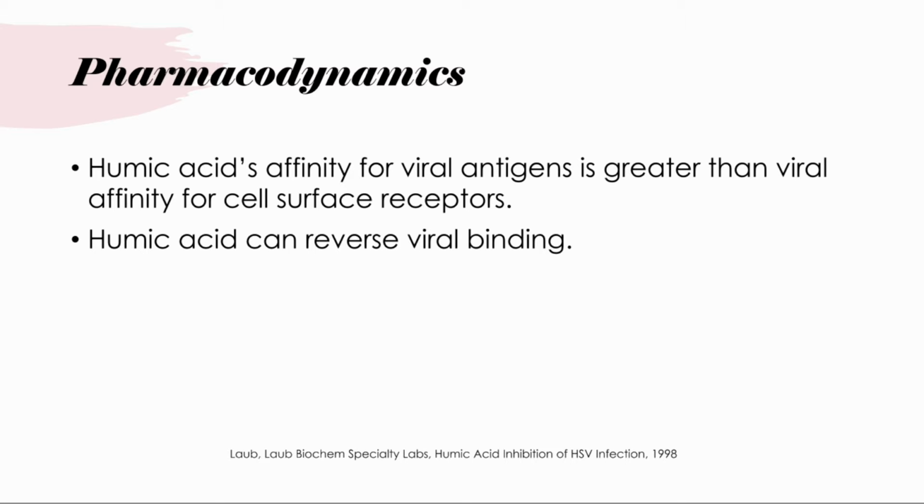This particular slide gives us an opportunity to look at the relative attraction of humic acid for a virus versus a cell membrane ACE2 receptor. And what we've learned from this particular study and others is that viral affinity for humic acid is higher than its affinity for the ACE2 receptor. And what that means in practice is, in the presence of humic acid, an influenza virus may actually leave the ACE2 receptor.